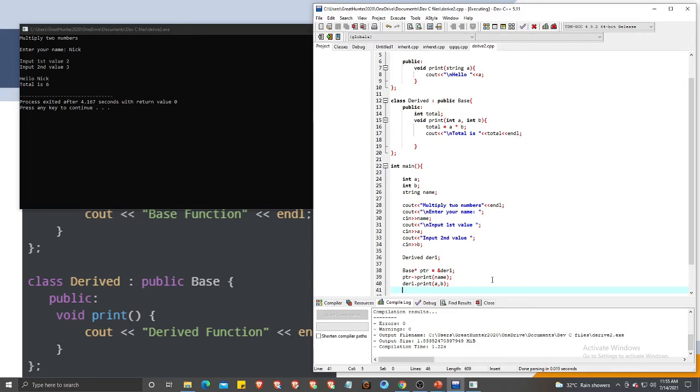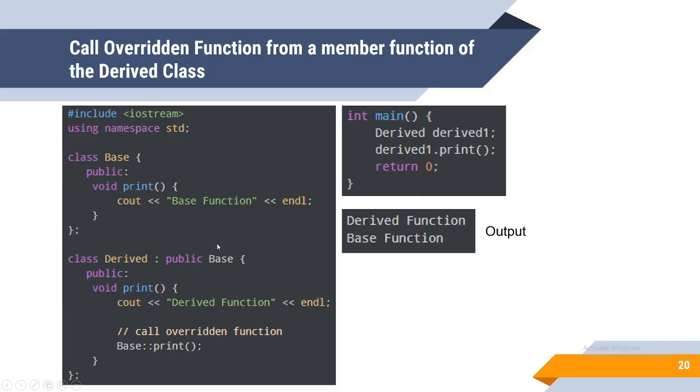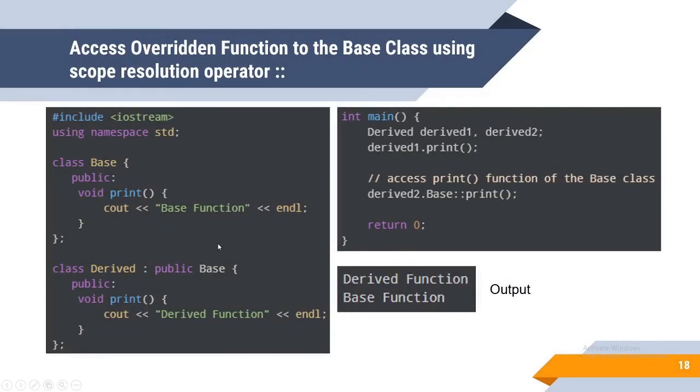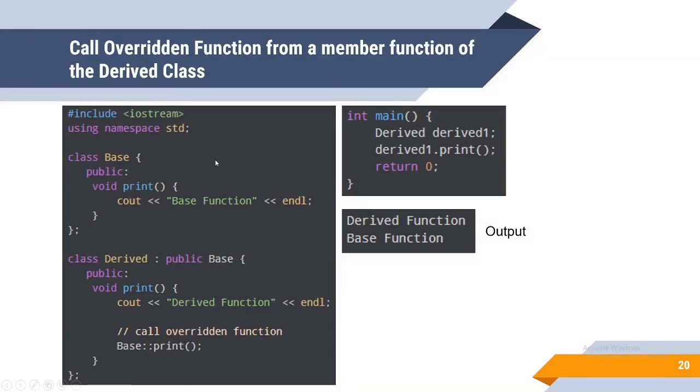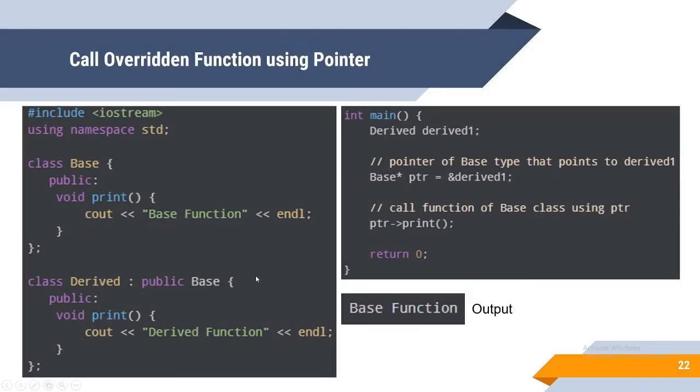Second is using the scope operator. What's that? I forgot the name. Scope resolution operator. So this is the second way to call the member function of the base class. Third is calling a member function of the base class inside the member function of the Derive class. And the fourth way is using a pointer. So I hope you learned how to execute the member function when the base class and the Derive class have the same member function.